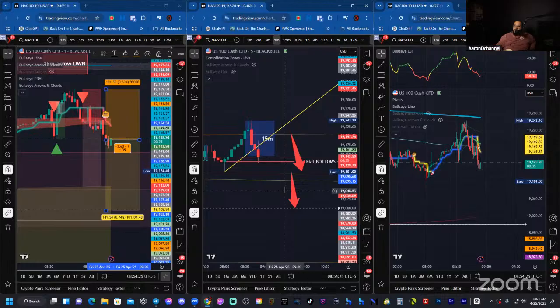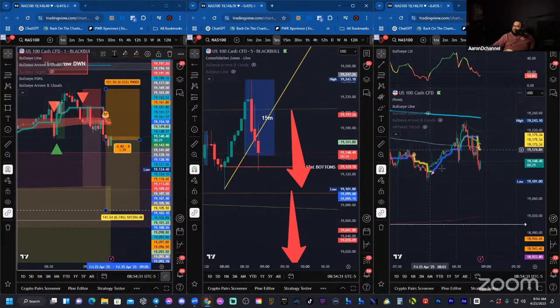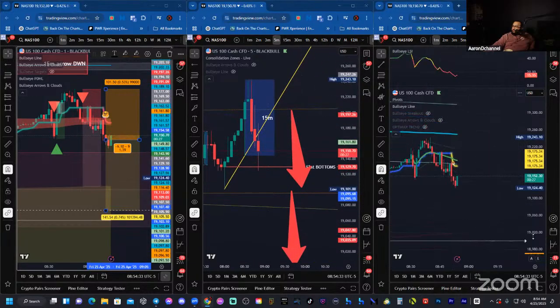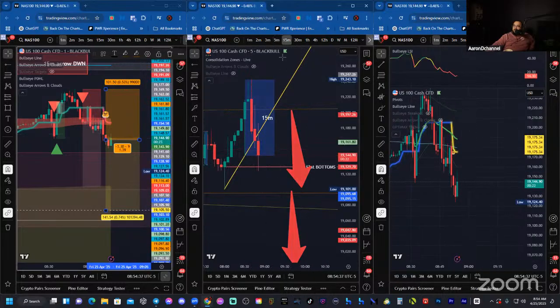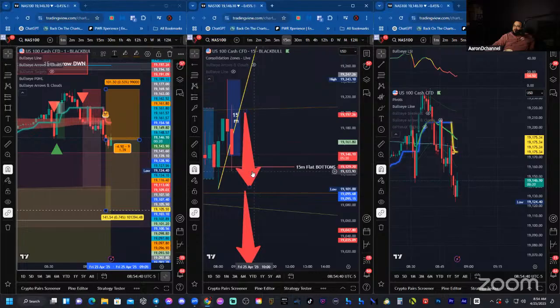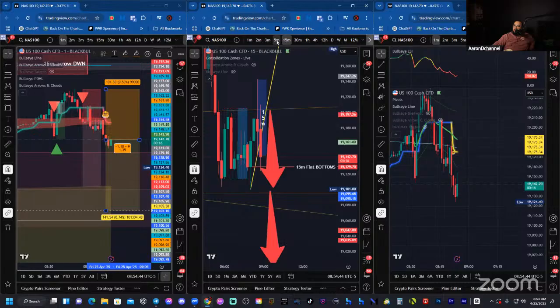I don't know. 35 seconds left until the 5-minute candle prints, and we'll see if it wants to print outside this 15-minute range. We shall see, people. We touched the flat bottoms. We were anticipating a reaction off of that 15-minute flat bottom. Kind of getting that. Let's see if it will respect that.